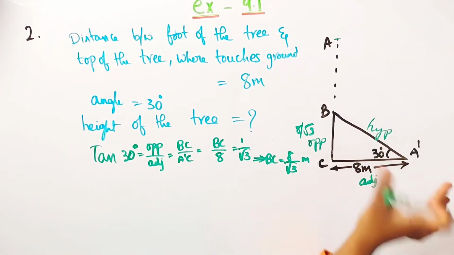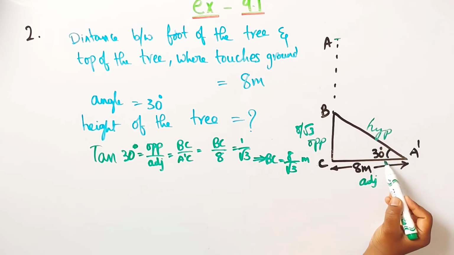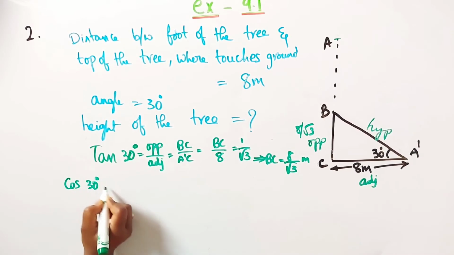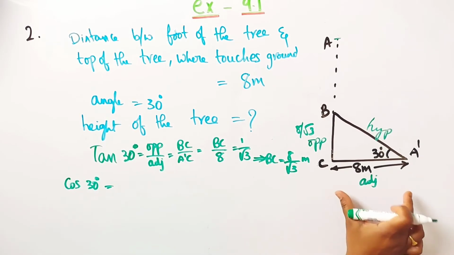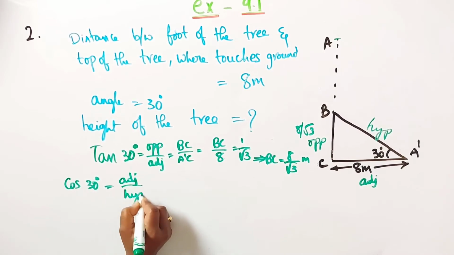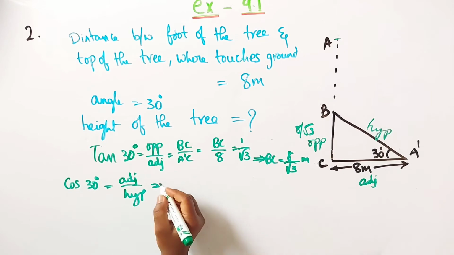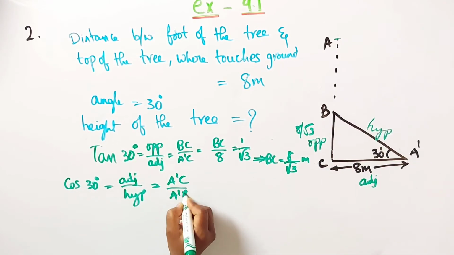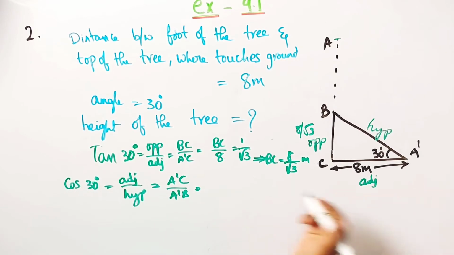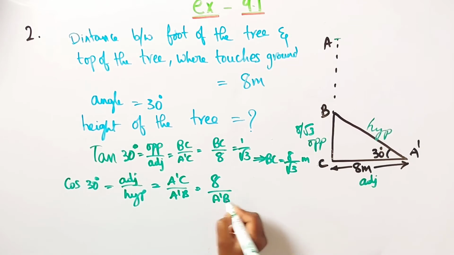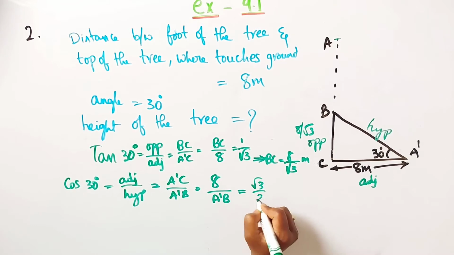Now we want the hypotenuse, children. For the hypotenuse we can use the cos formula, cos 30. Cos 30 is equal to adjacent by hypotenuse. We'll write first: adjacent by hypotenuse. Adjacent here is A dash C divided by hypotenuse here A dash B, children. A dash C is nothing but 8 meters divided by A dash B, which we have to find out. So I am writing directly that it equals the cos 30 value, root 3 by 2, children.